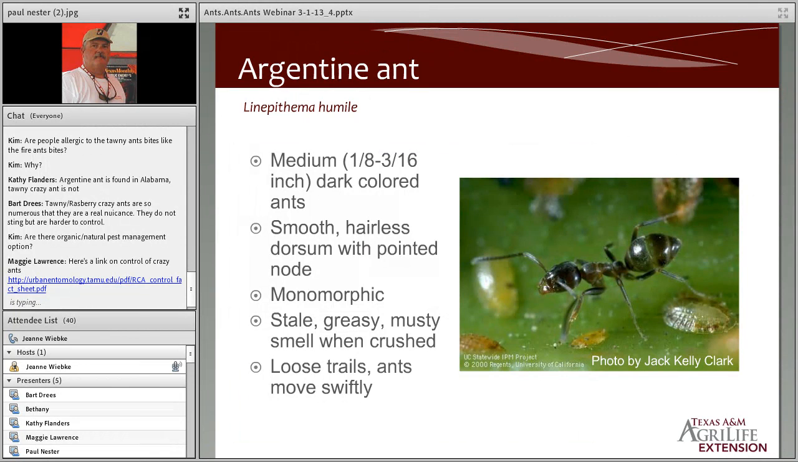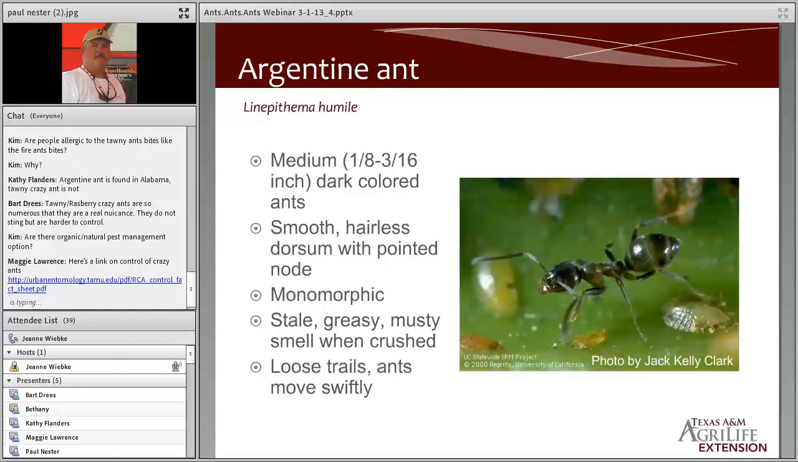It again is about a medium ant, about 1/8 to 3/16 inch. It's dark colored, smooth, hairless, with a pointed node. It is monomorphic. There is a single size of the workers. This is one of the ants that tends to have an odor. There are several ants: the Argentine ant, the odorous house ant, the cheese ant. And when they're crushed, they'll have kind of a musty smell.